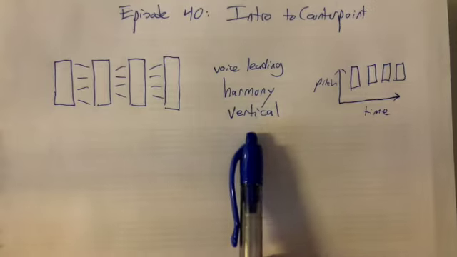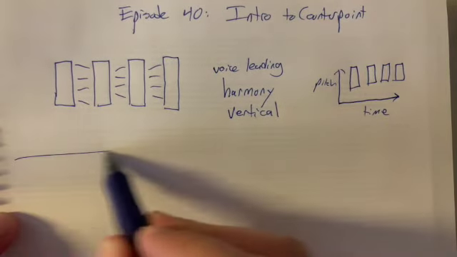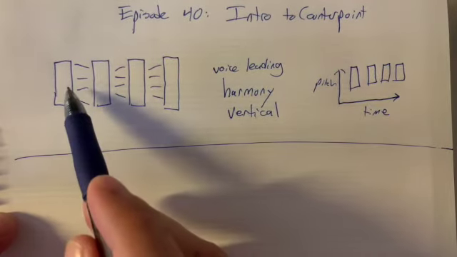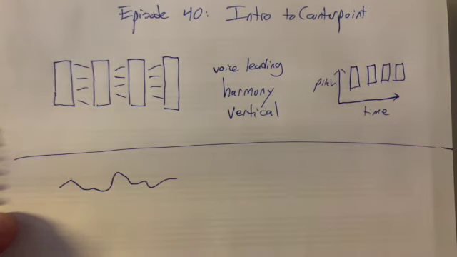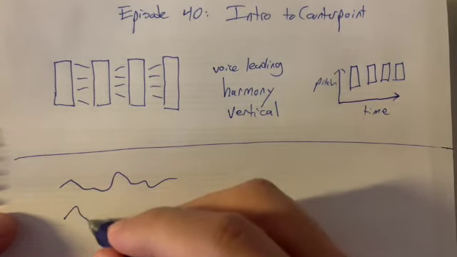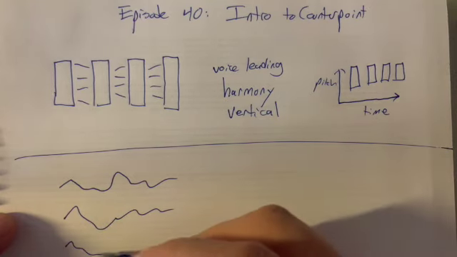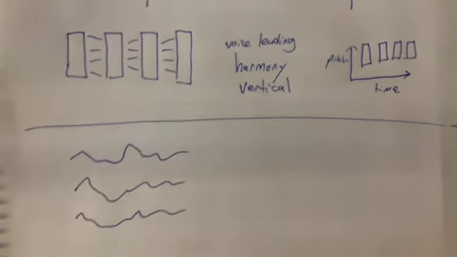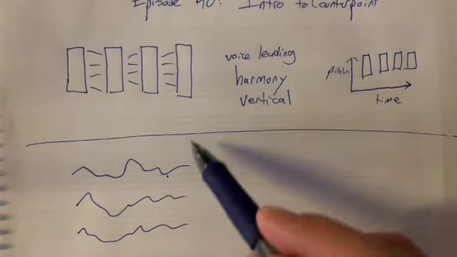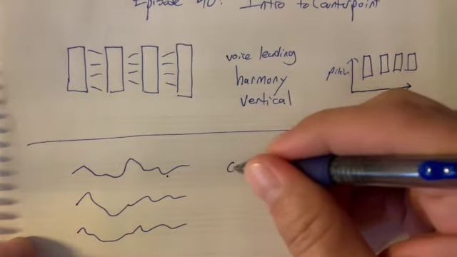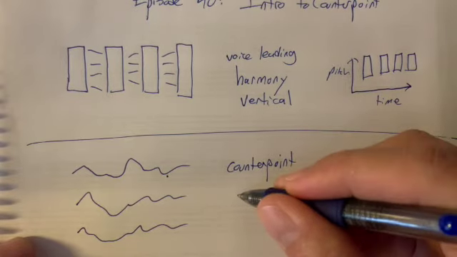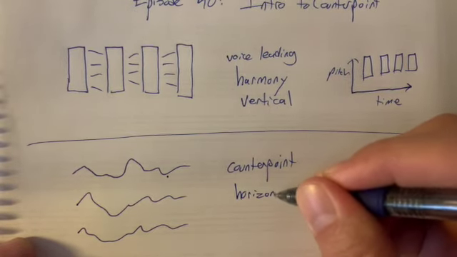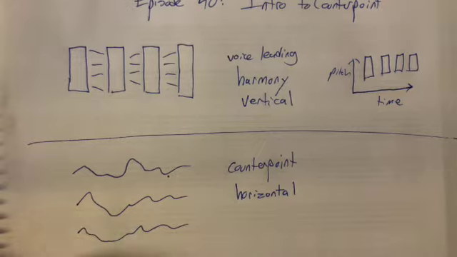Yes, vertical aspect. Well, now we're going to switch, and instead of thinking about this vertical aspect, we're going to think about the linear aspect. So there's a line, there's another line. Maybe there's another line: 2-voice counterpoint, 3-voice counterpoint. So when we're talking about counterpoint, we're talking about this horizontal aspect of music.